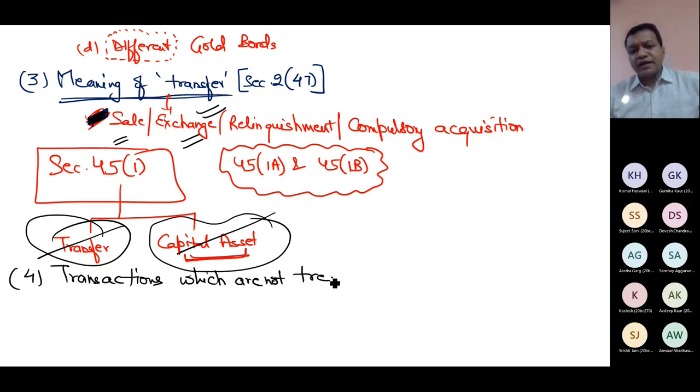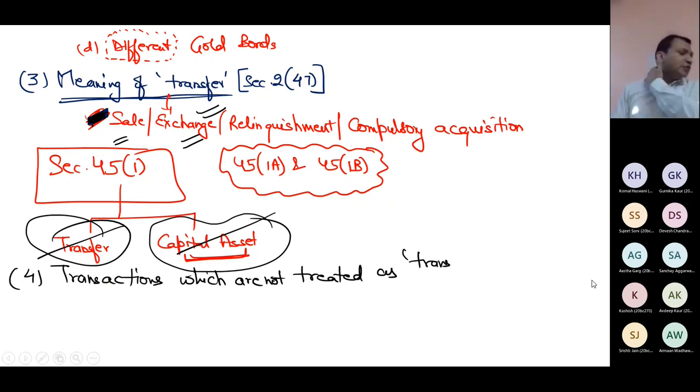Transactions which are not treated as transfer. For this we have separate sections, section 47 given under the head capital gain. So everything is linked now. Section 2 is linked with sections of capital gain chapter. Transfer.